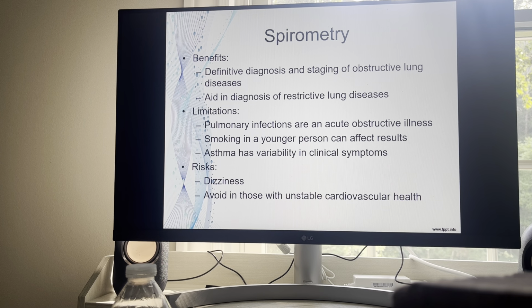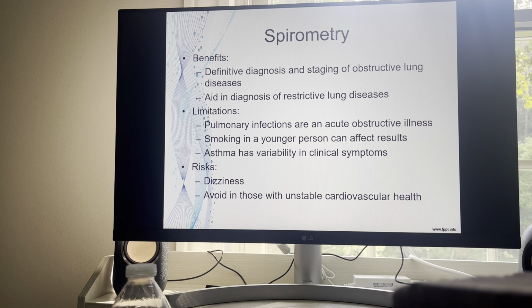So why do we even care about spirometry? Well, that provides a definitive diagnosis and staging of obstructive lung disease. We're going to talk about the FEV1 to FVC ratio. That's what we use to diagnose someone with asthma or COPD. And then we're going to talk about the FEV1 by itself. That's what we use to stage both of those. So it really, really can help, and it aids in the diagnosis of those restrictive lung diseases too.